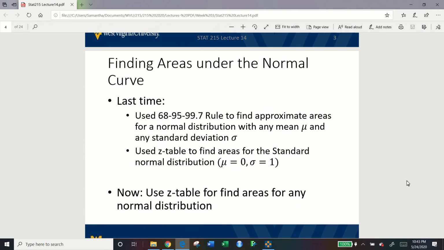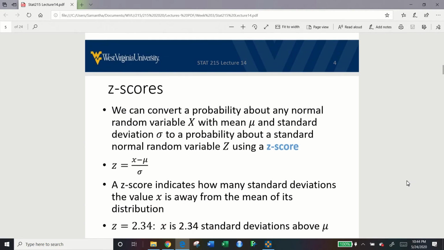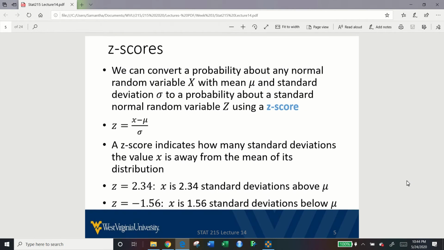So if we think of last time, we used the 68, 95, 99.7 rule to find approximate areas for a normal distribution with any mean mu and any standard deviation sigma. We also used the z-table to find areas for the standard normal distribution, which, if you recall, is when we have the mean of 0 and standard deviation of 1. In this lecture, we're going to use the z-table to find the areas for any normal distribution. In order to do that, we need to start by learning about z-scores.